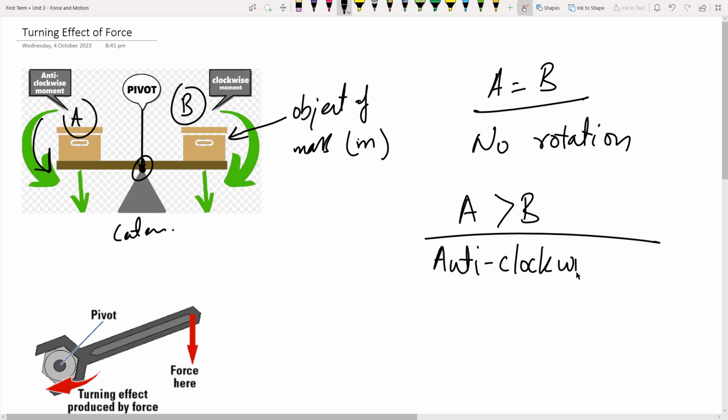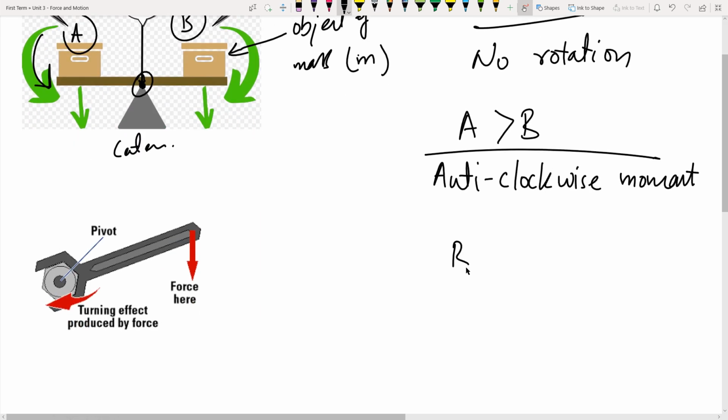Now why do we use a clock as a counter of direction? Because we do know clocks move in one way, right? Which we call the clockwise movement, right? So a clock, as you can see, moves from 1 to 6 and 6 to 12, right? So that's clockwise movement. The reverse of that is called anti-clockwise movement, right? So if A is greater than B, then we're going to have anti-clockwise movement. And if B is greater than A, then we're going to see clockwise movement, right?